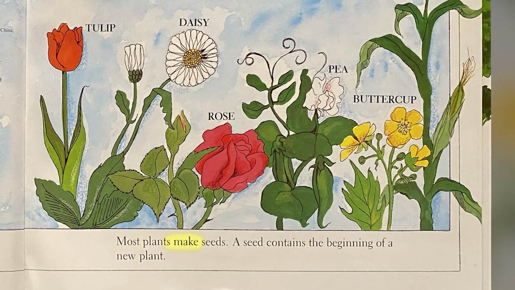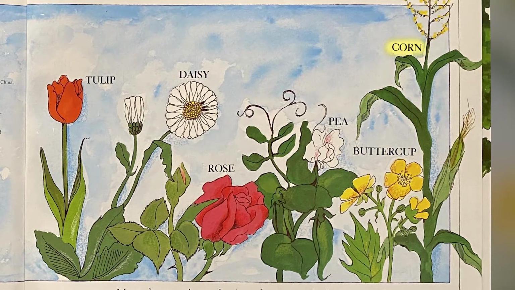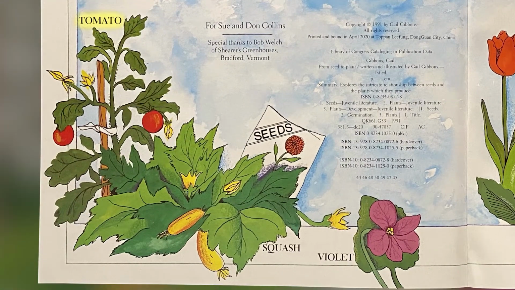Most plants make seeds. A seed contains the beginning of a new plant. Tulip, daisy, rose, pea, buttercup, corn, tomato, squash, violet.